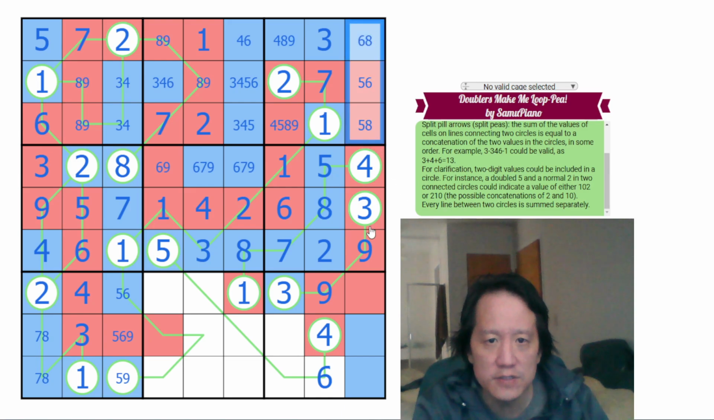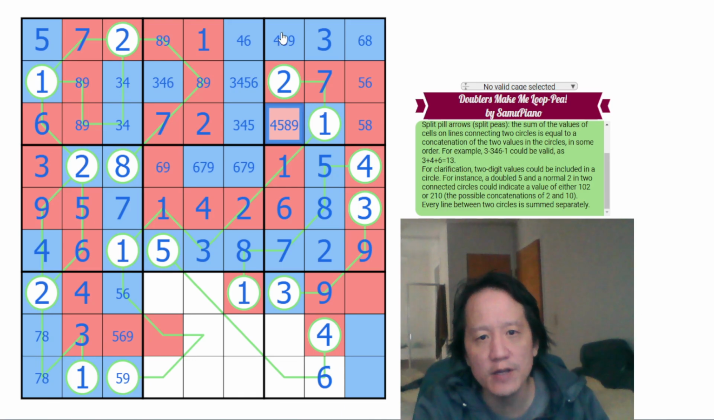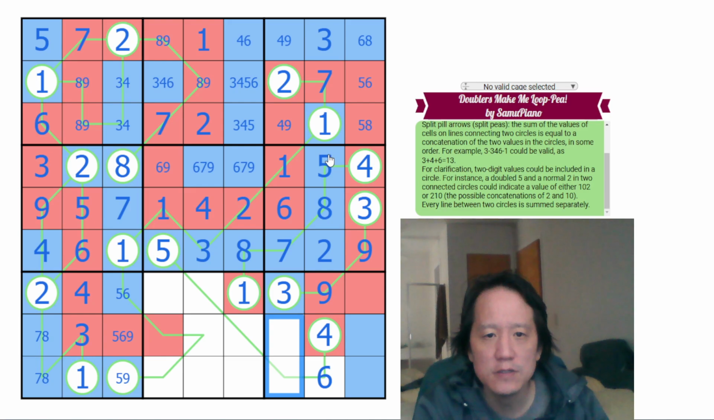This is 5, 6. This is a 5, 6, 8 combination. So all 3 cells here only work with 5, 6, and 8. Therefore, 5, 6, and 8 cannot be in any of the other numbers in that box. So this becomes 4, 9, 4, 9. This is then 5 and 8.